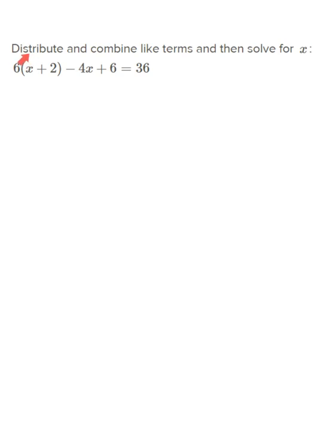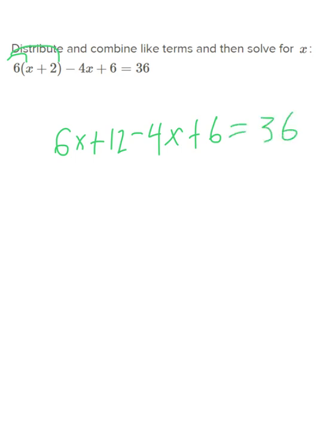Okay, again, we are going to distribute. Combine like terms. Then solve for x. So I look for the parentheses. The parentheses are here. The parentheses tell me where to distribute. So I'm going to multiply x plus 2 by 6. So I get 6 times x, which is 6x. 6 times 2 is 12. Minus 4x plus 6 equals 36.